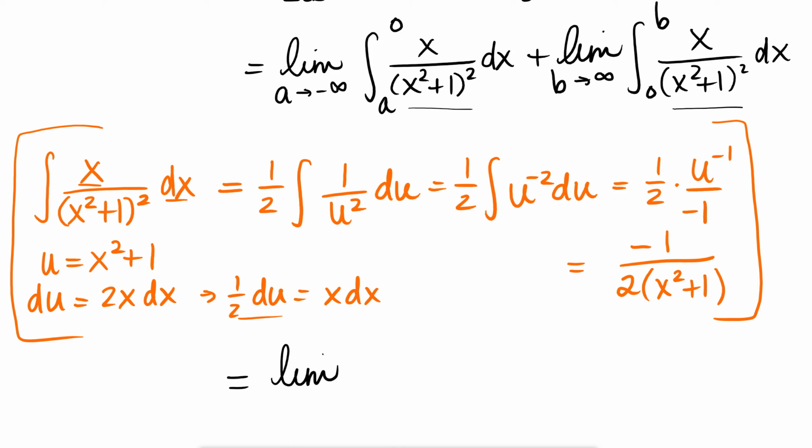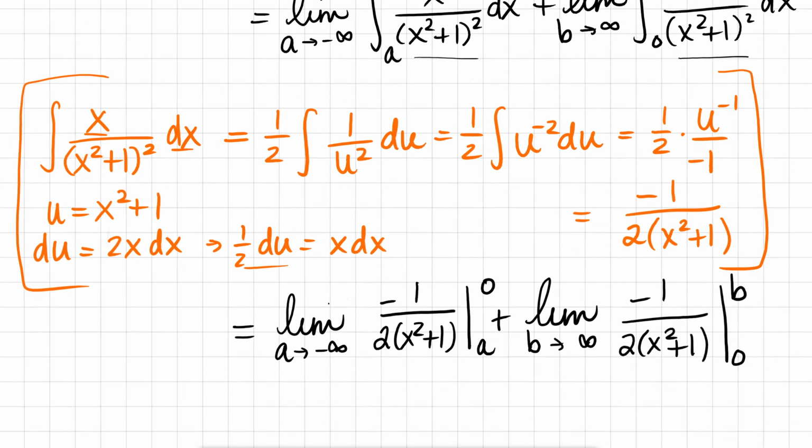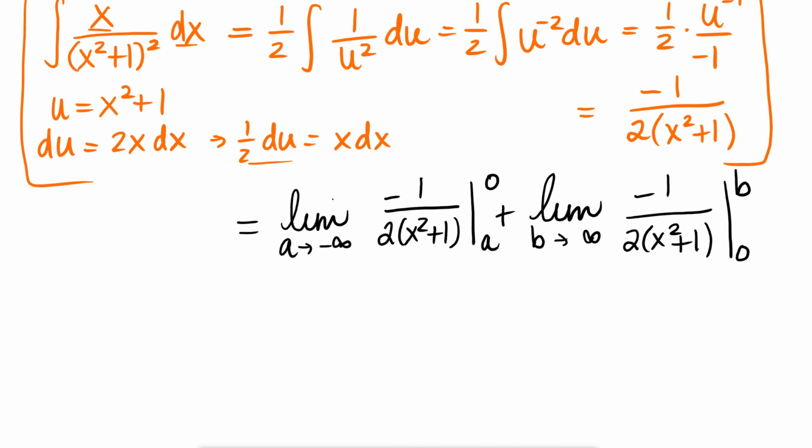So we get the limit as a approaches minus infinity of, what's my antiderivative? Negative 1 over 2 times x squared plus 1, evaluated from a to 0, plus the limit. Notice I'm being good with my notation. I'm not being lazy. I'm showing my steps. That's something you should do. Where you make mistakes is when you try and skip those steps. All right, so let's plug in.